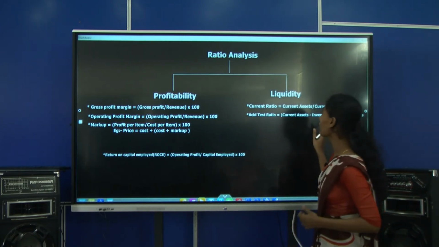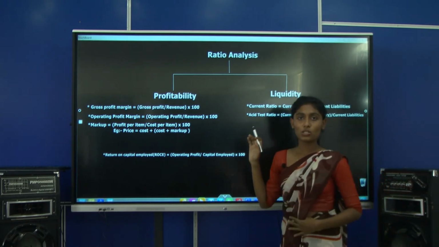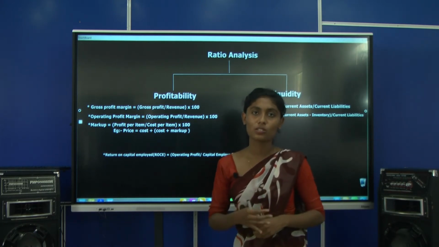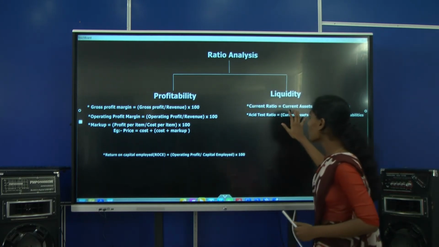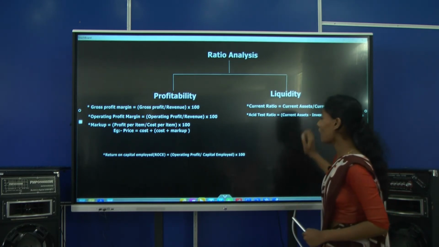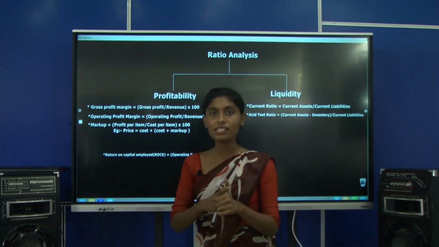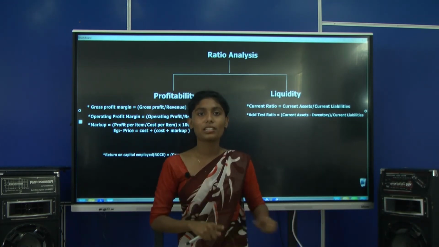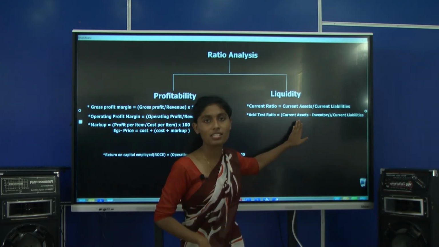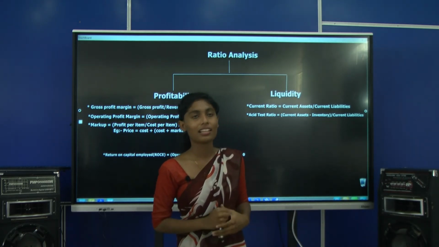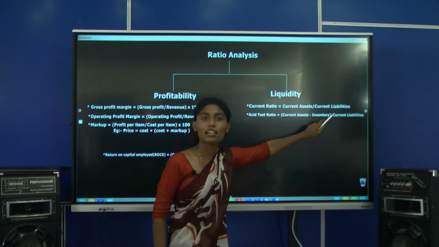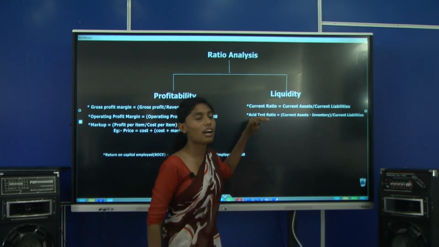Then we go on to the liquidity ratios. Liquidity ratios measure how much cash you have in your business. If the business runs out of cash, it goes to shutdown. So when we measure liquidity, we use two ratios. First one is the current ratio. What do you mean by current ratio? We see the assets and the liabilities, always the current assets and the current liabilities. By using the current assets, how much we can settle our current liabilities. That we call the current ratio.